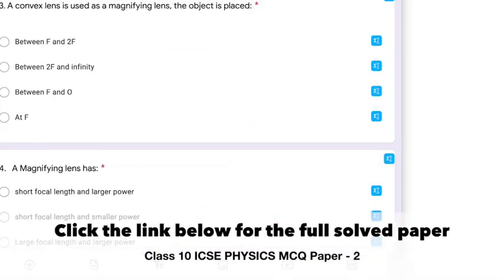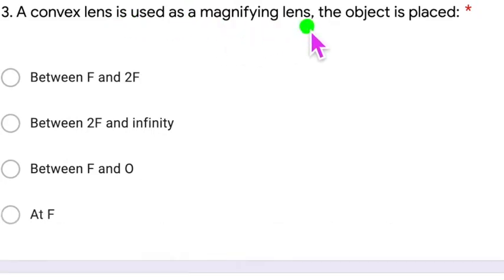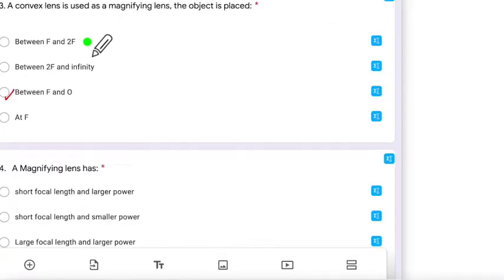Question number 3. A convex lens is used as a magnifying lens. Then the object is placed. Where is the object placed? It will be between F and O. Where is the option? This one. Now you must remember the positions of the object and the corresponding positions of the images. That table will be given in any textbook. You have to know that very well.